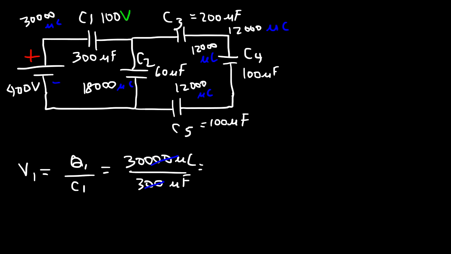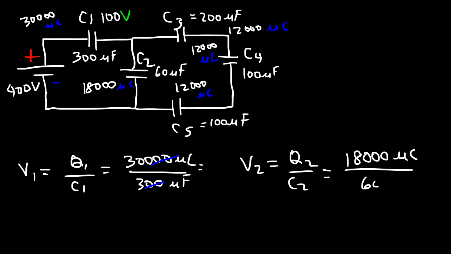Now let's calculate the voltage across C2. So V2 is going to be Q2 over C2. So that's 18,000 microcoulombs divided by 60 microfarads. So we can cancel a 0, and so it becomes 1800 divided by 6, which is 300. So that's the voltage across C2.